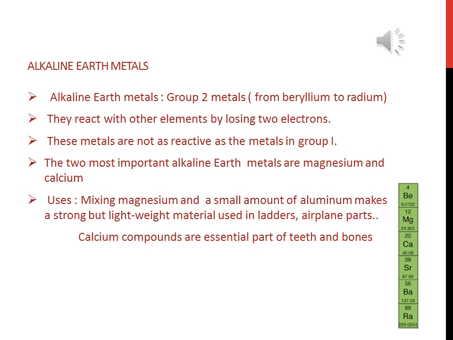Mixing magnesium and a small amount of aluminum makes a strong but lightweight material used in ladders, airplane parts, and so on. Calcium compounds are an essential part of teeth and bones. Also, calcium helps muscles work properly. You can get calcium compounds from milk and other dairy products, as well as from green leafy vegetables.